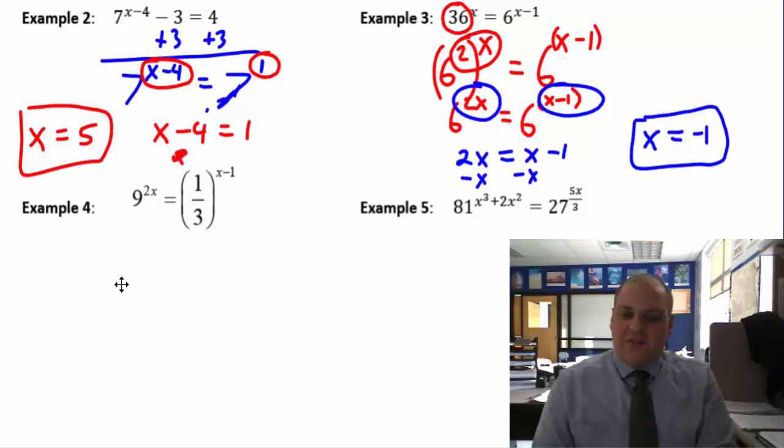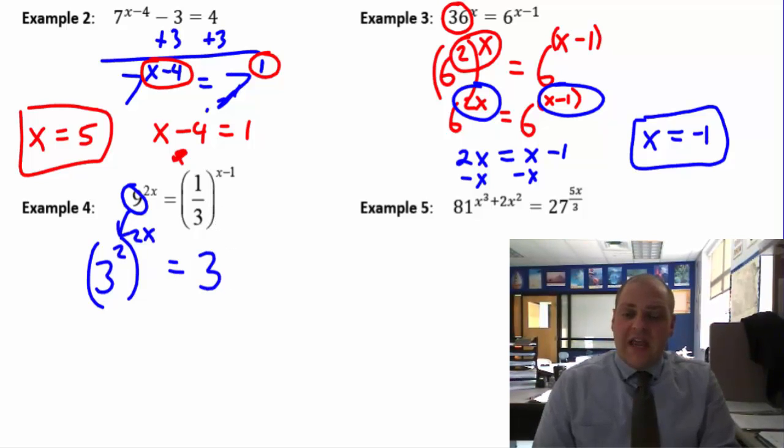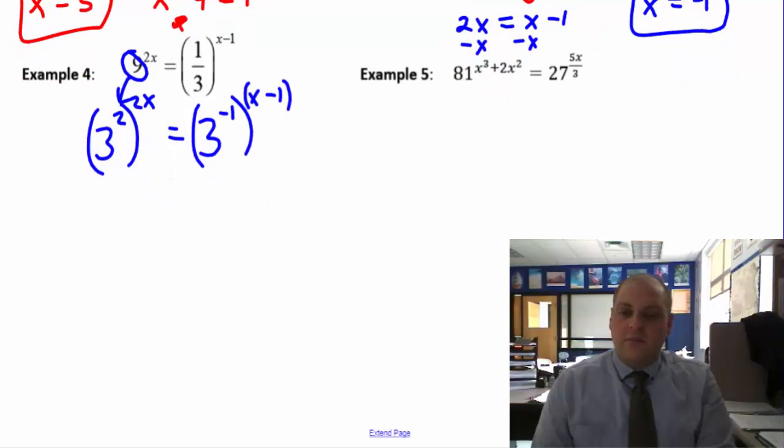Because I know 9 is 3 squared. So I just replaced 9 with 3 squared. And I'm carrying down the 2x that was already there. 1/3 is 3 to the negative 1. And then carry the x minus 1 that was already there. Put that in parentheses. So now I raise.